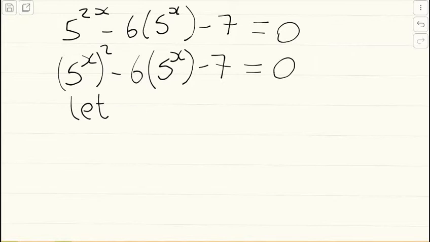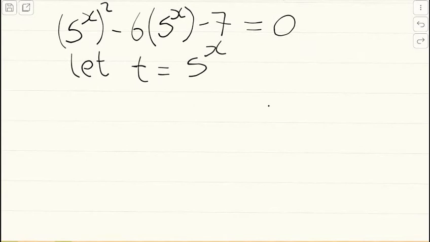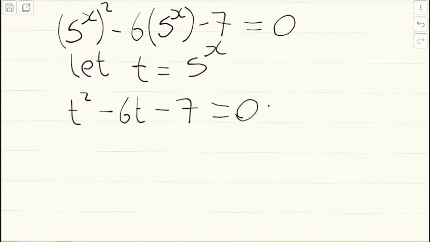I'm going to take t this time. It doesn't really matter what letter you use, of course, as long as it's not x. Let t equal 5 to the power of x. So therefore, the substitution would be t squared, take away 6t, take away 7, which equals 0.